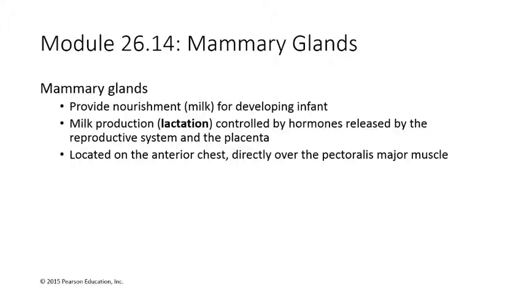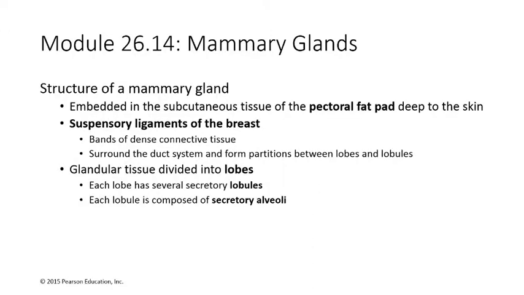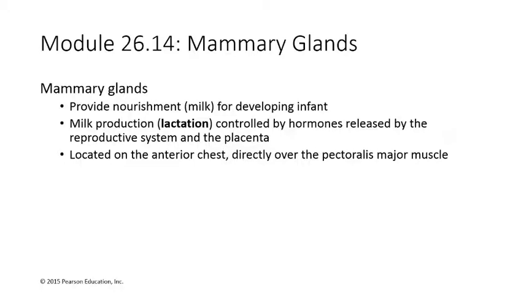The mammary glands are also a part of the female reproductive system. They're, of course, providing nourishment for milk, lactation. This is also controlled by hormones that are released by the reproductive system and by the placenta during pregnancy. The breast glands and mammary glands will develop more prominently and begin producing milk. I should say they are directly over the pectoralis major.